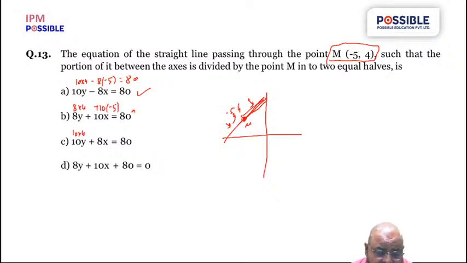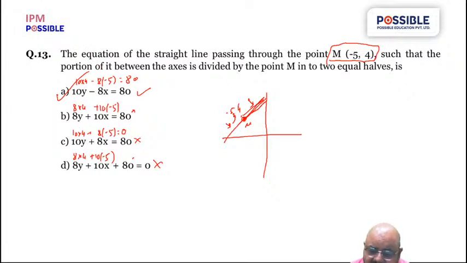Similarly here, 10 into 4 plus 8 into minus 5, this should add up to 0, so not satisfying the equation. In the last one, 8 into 4, 32 plus 10 into minus 5, minus 50. Again, the last number will not be 0, not satisfying the equation. And that is it for my answer, because there is only one equation that actually passes through M. There is only one equation of the line that passes through M, and therefore A becomes the answer.